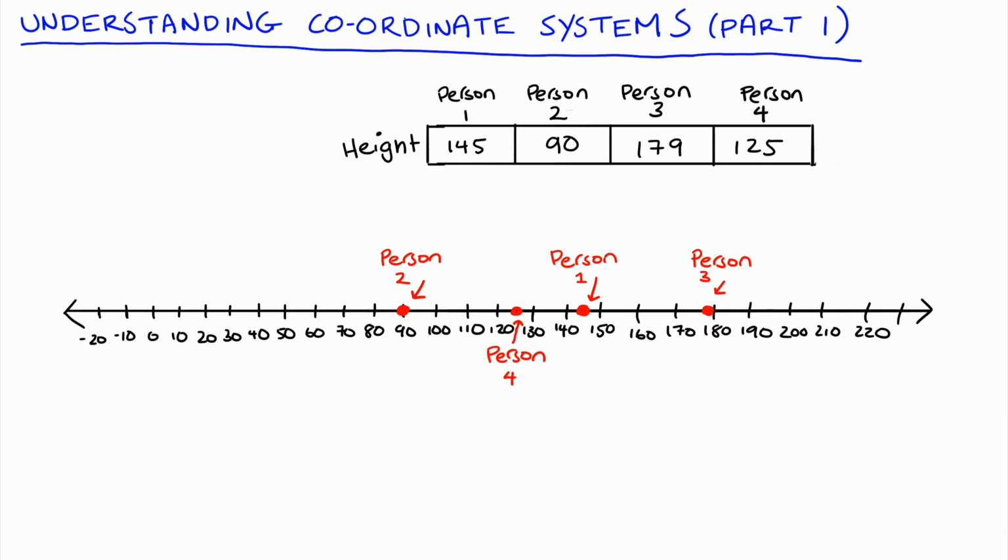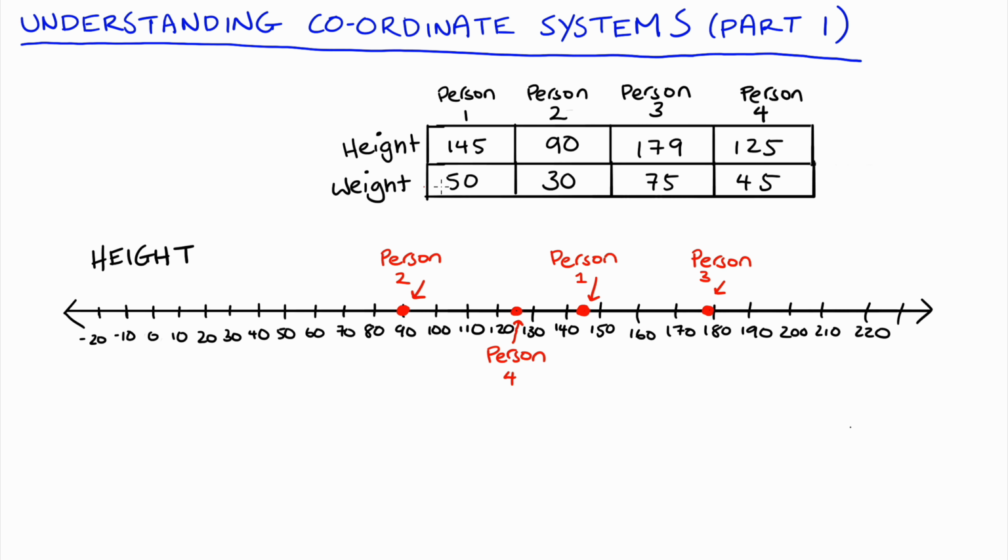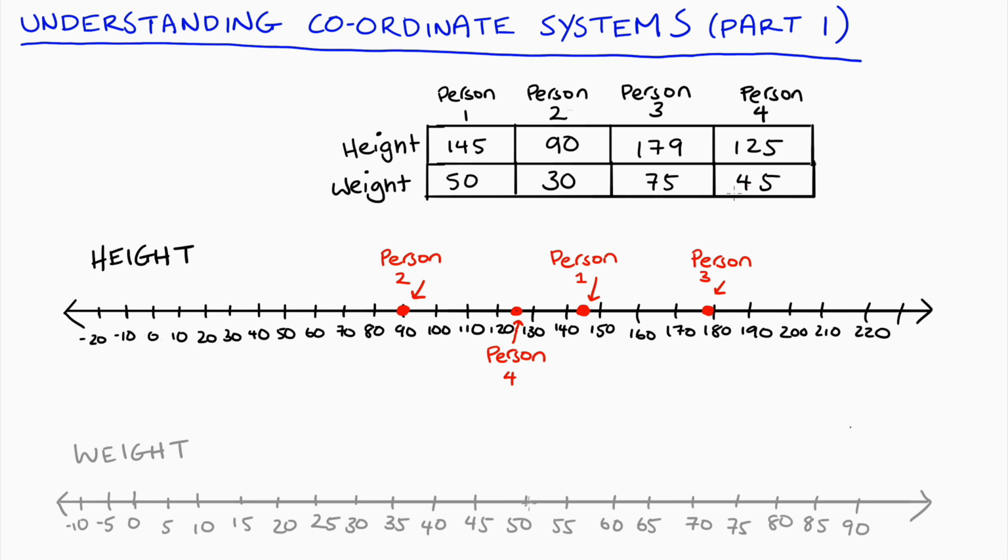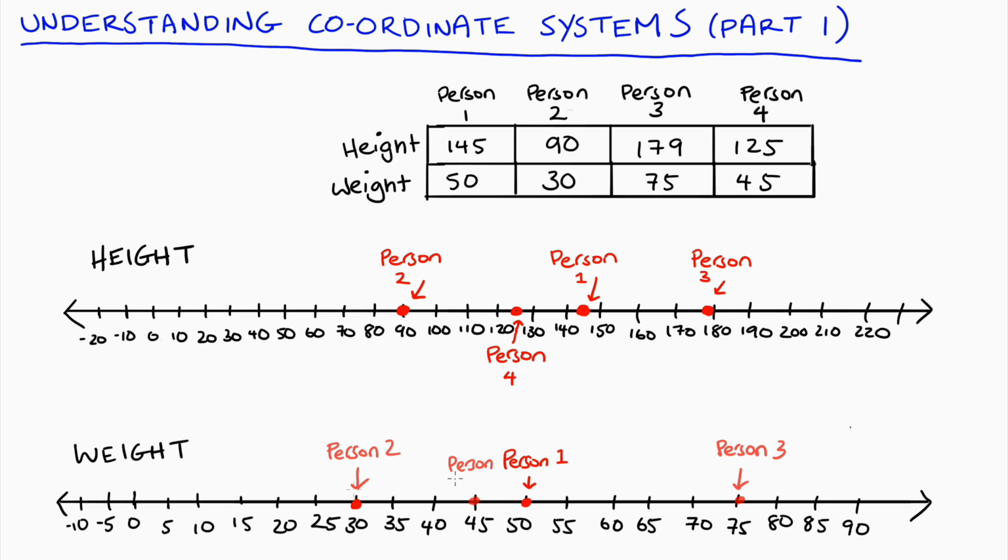All right, well then let's imagine that I also measured each person's weight. So 50 for person 1, let's say, 30 for person 2, 75 for person 3, and 45 for person 4. Well, then I could put another line in and I could put points on that line that represent our individuals' weights as well. It would look something like this. So 50, 30, 75, and 45.